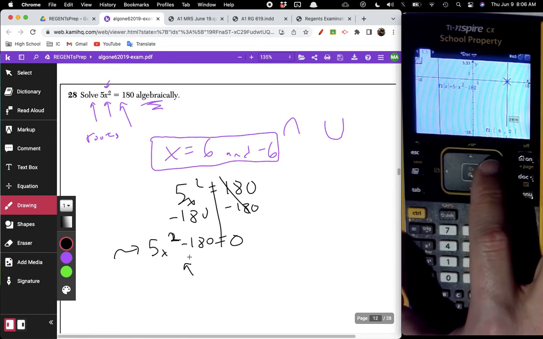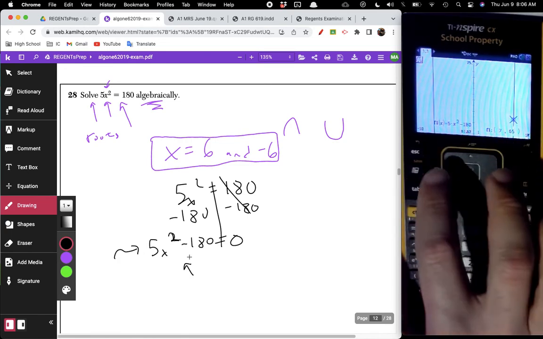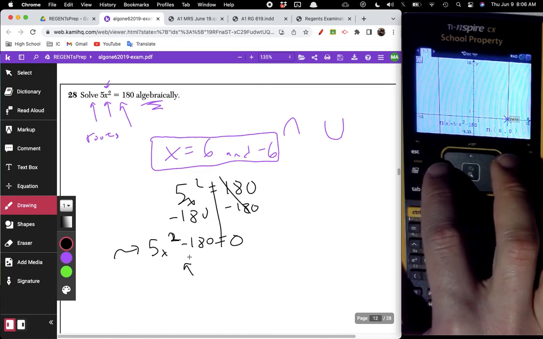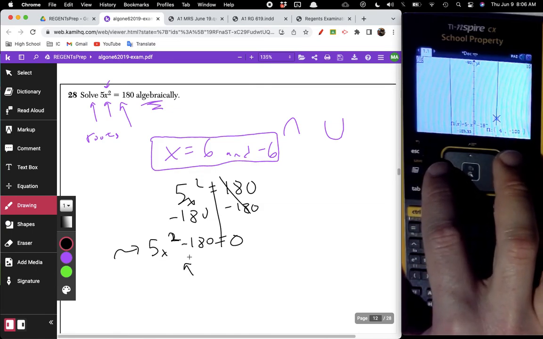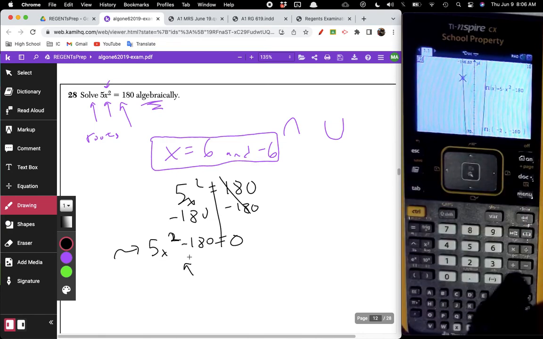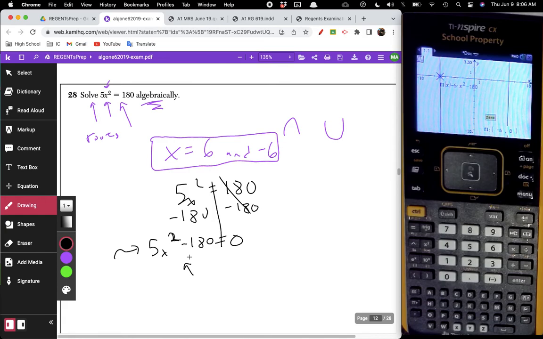Here I find, oops, there it is. Oh, I went too far. 6, 0, and then I can go, I think I just pressed it 12 times. Let's see if I end up at the right spot. Negative 6, 0. So again, those are my roots.